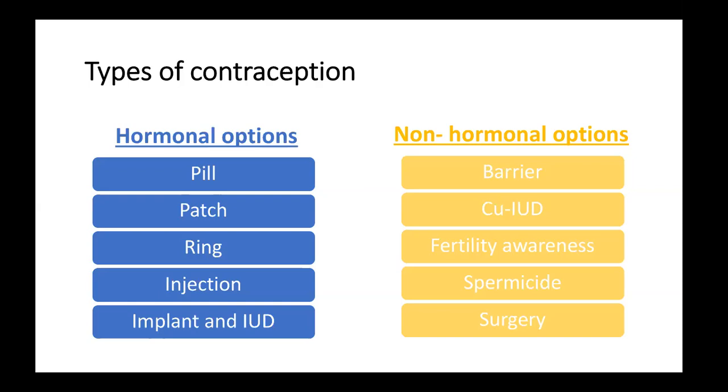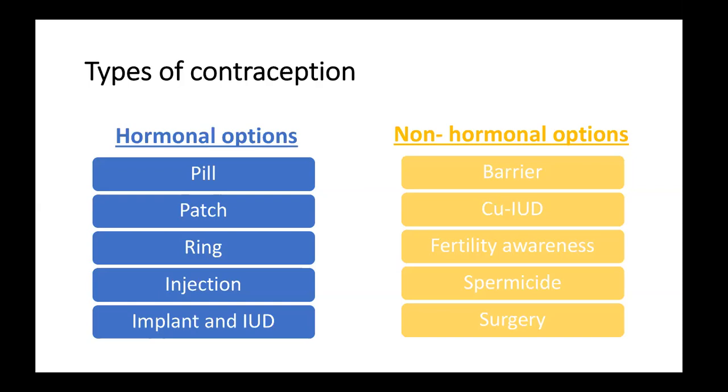And then there's the patch. There's the ring that is inserted into the vagina. And then there are injections. And then there's the implant and the IUD, which I put together because those both require a procedure. And then there are non-hormonal options.